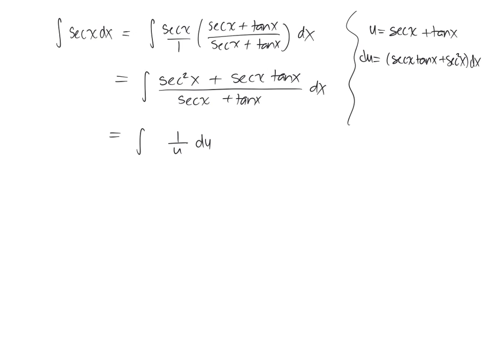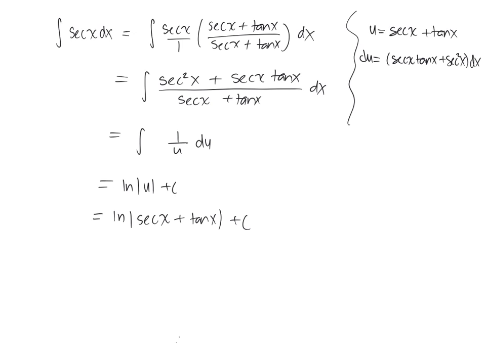You'd prove the antiderivative of cosecant very much the same way. So this becomes natural log absolute value u plus c, and you get the formula that I told you that you could use, right?